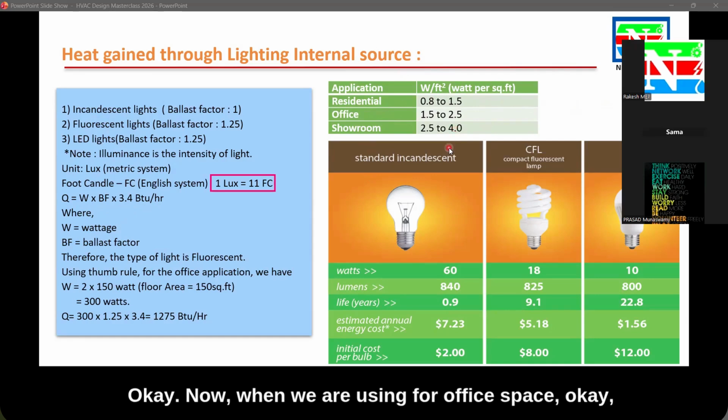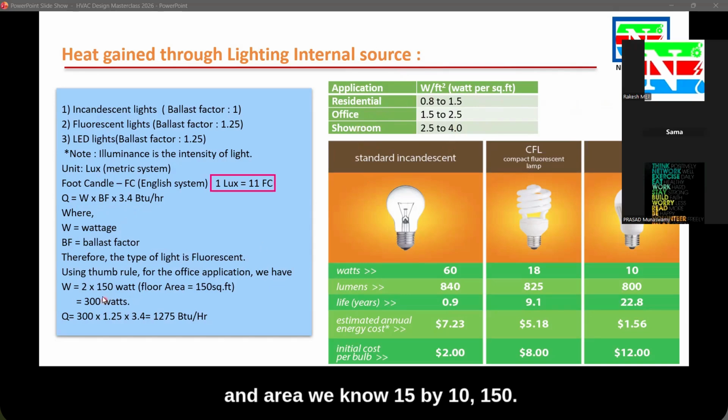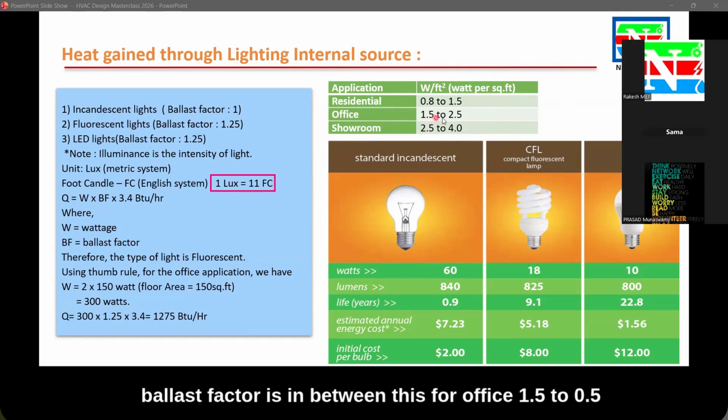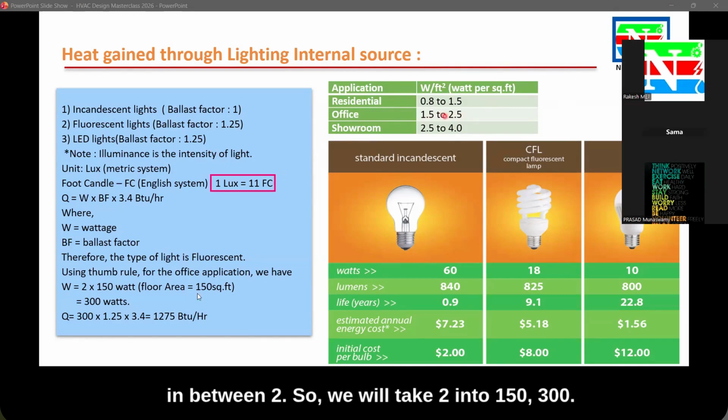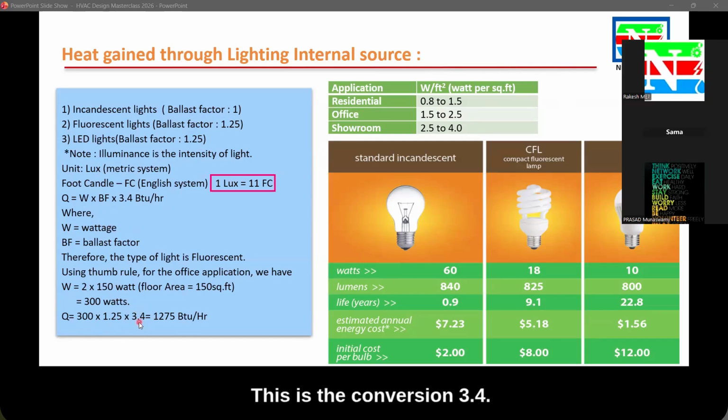Now, when we are using it for office space, and area we know 15 by 10, 150. Once you know the area, the wattage for office is between 1.5 and 2.5, so we'll take 2 into 150, 300. So what we got is 300. We'll put 300 into 1.25 ballast factor, into the conversion 3.4. It will be 1275 BTU per hour. Any doubt till here?